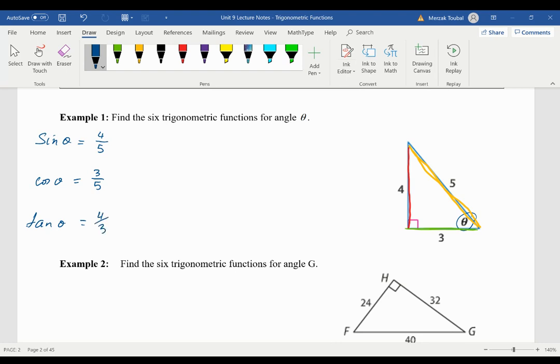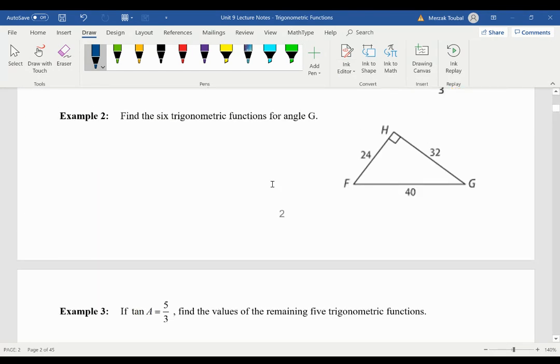Now, to find the other three trig functions, which are the cosecant, secant, and cotangent, we simply take the reciprocal of sine, cosine, and tangent. So cosecant, which is the reciprocal of sine, will be 5 over 4. And secant, which is the reciprocal of cosine, will be 5 over 3. And cotangent, which is the reciprocal of tangent, is 3 over 4.